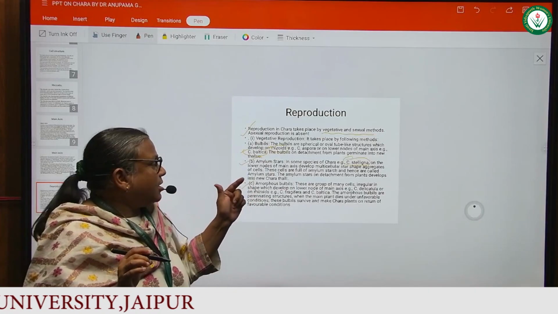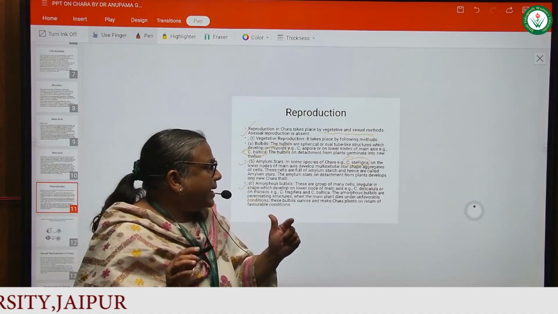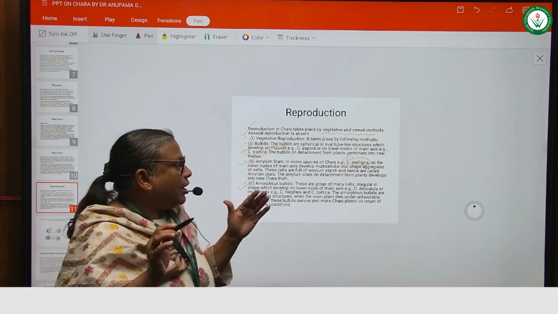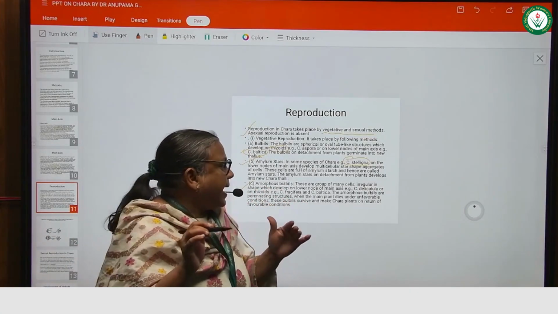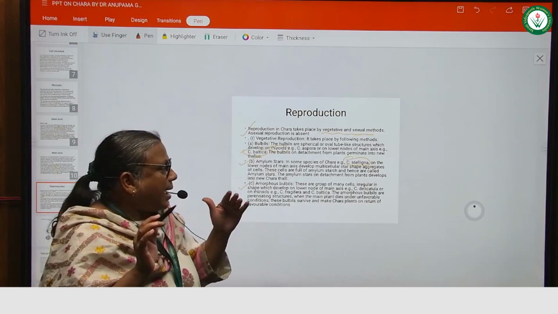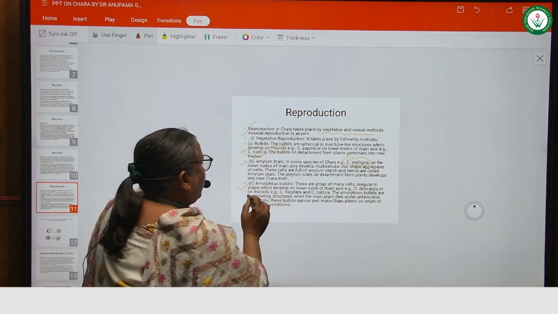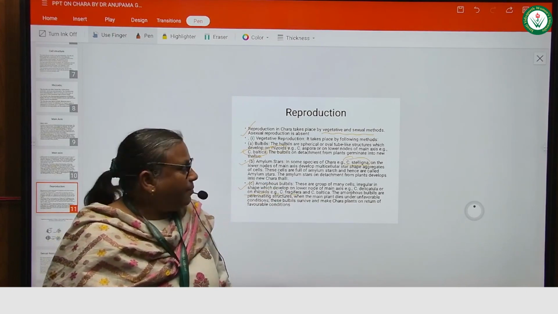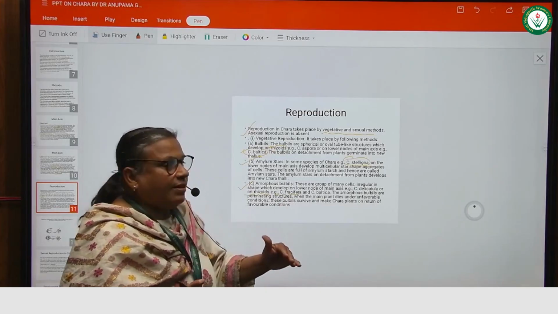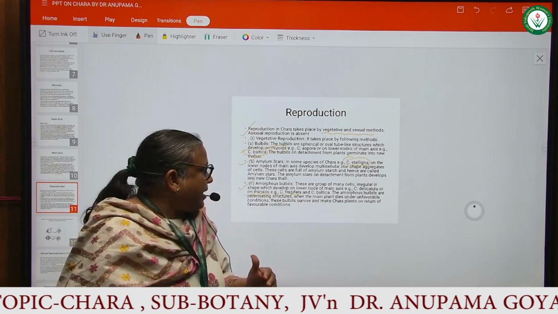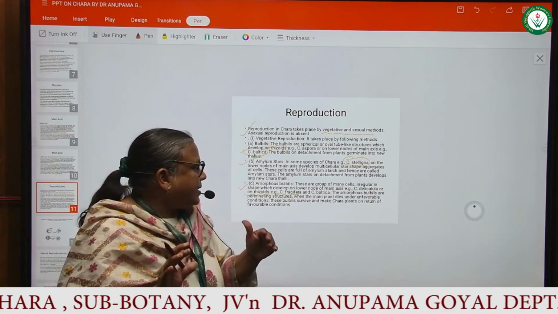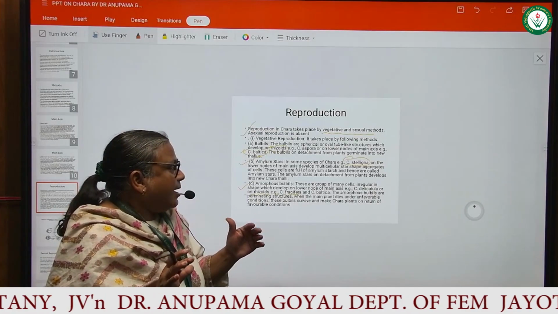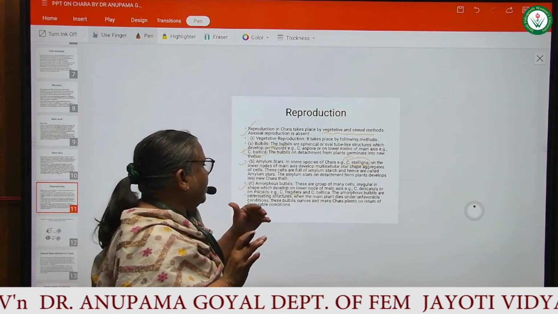Now the amorphous bulbils. These are groups of many cells which are irregular in shape and which develop on the lower node of the main axis, for example Chara delicatula, or on rhizoids, for example Chara fragifera and Chara baltica. The amorphous bulbils are perennating structures. When the main plant dies under unfavorable conditions, these bulbils survive and make new Chara plants on return of favorable conditions.